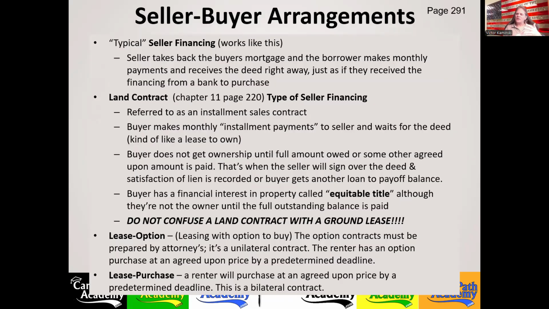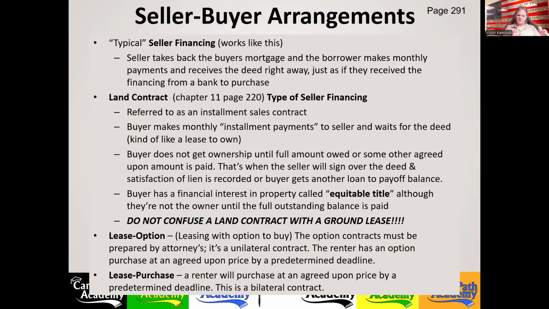Do they have to buy? No. But if they do decide they want to exercise their right to buy it at those pre-agreed upon terms, is the seller required to sell it to them? Yes. That's a lease with an option to buy. Now, the option itself is a contract all on its own. So there has to be something of value given in exchange to get that option, usually additional payments.